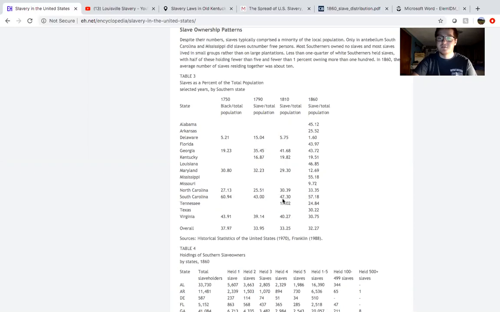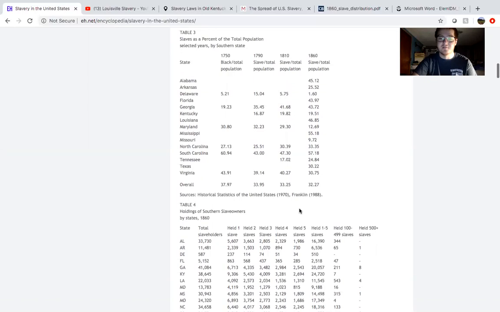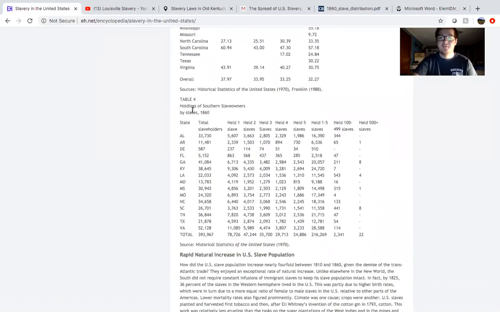It's 47%. Here's South Carolina, 1810. Then jumps back up to 57%. This one is very interesting. We have the holdings of Southern slave owners by states in 1860. So Alabama, we had 33,000 slave holders. These were individual white men, of course. 5,000 held one slave, and then it keeps going down. Obviously, the more slaves you have, the richer you are, so that's not going to be as prevalent.